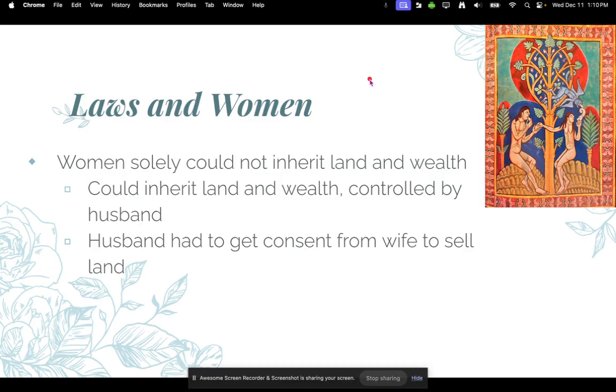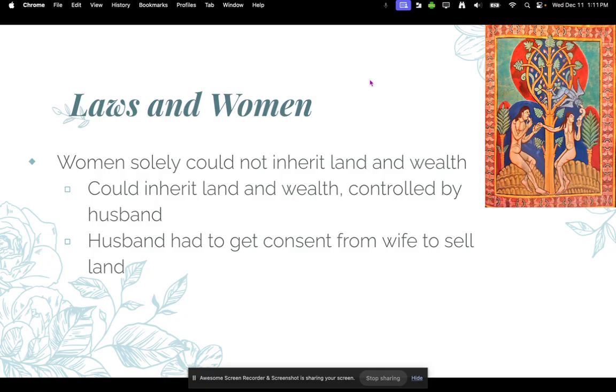So, there's a lot of laws around women in the Middle Ages and what they could and could not do. One of the biggest things is that women solely could not inherit land and wealth. They could inherit land and wealth, but they did not control what they inherited. Their husbands did.